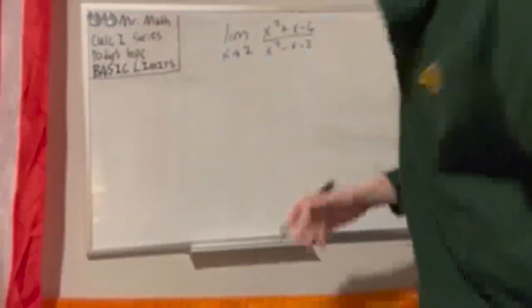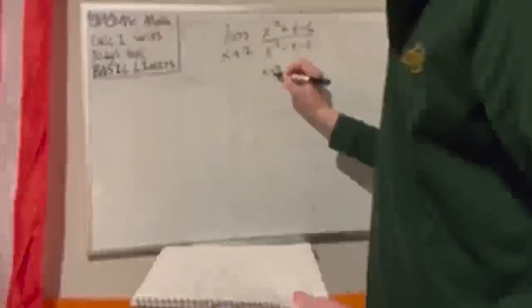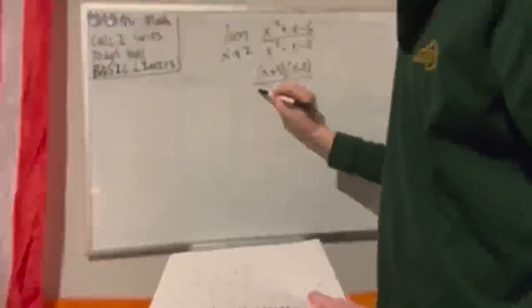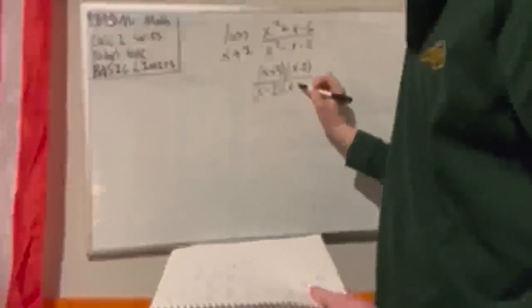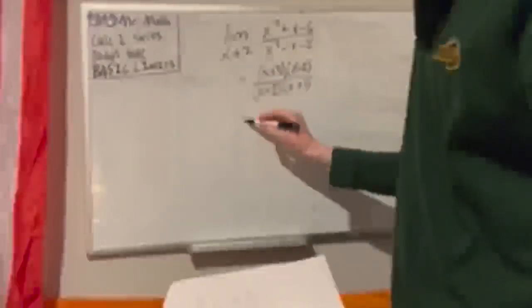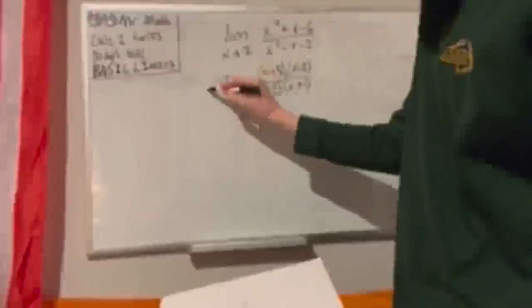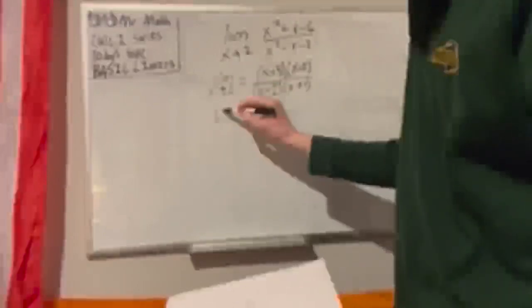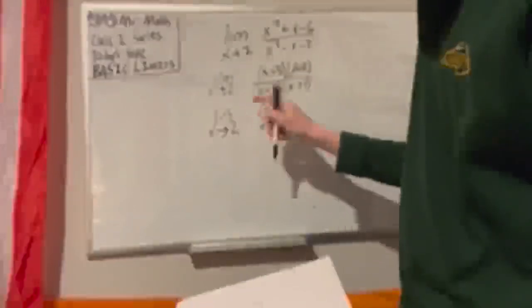So instead of just plugging in our 2 right away, let's factor the top and the bottom. The factor of x squared plus x minus 6 is simply x plus 3 times x minus 2. And the factor of the bottom is simply x minus 2 times x plus 1. Well, look at this. The x minus 2's will cancel. And we're left with x plus 3 over x plus 1. Now let's not drop our limit. I dropped my limit. Let's not do that. Limit as x approaches 2 of this.